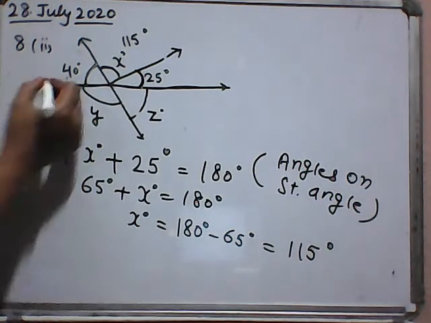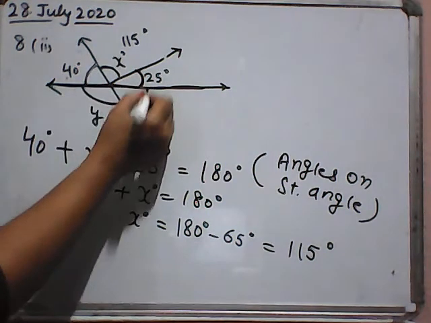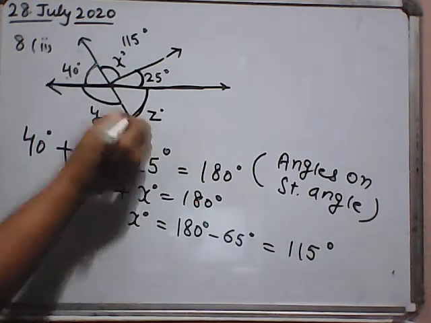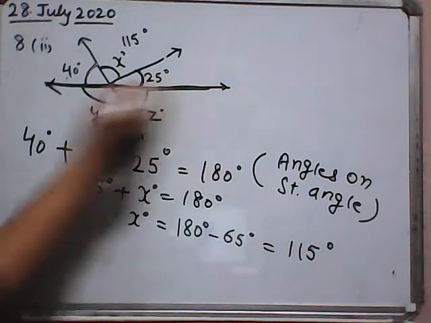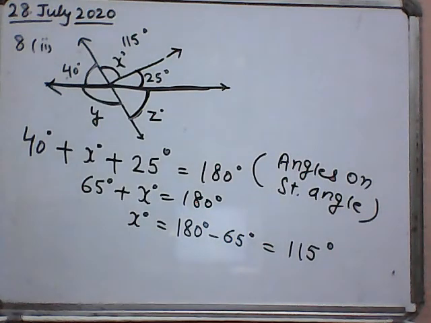In this figure, we know that this is a straight line and the angle y and angle z, these two angles form a straight line. So, the sum of these two angles is 180 degree. The angles form a linear pair. So, angle y plus angle z is equal to 180 degree.